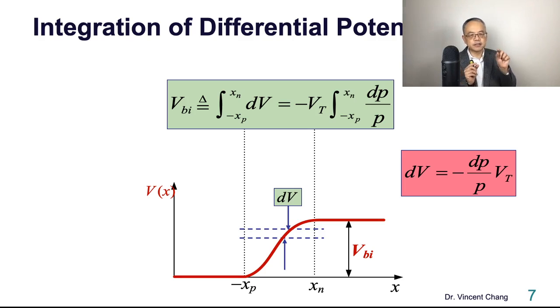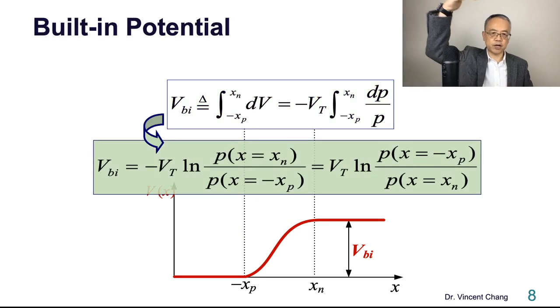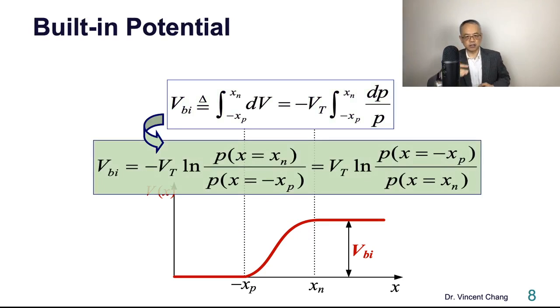The sum of the infinite segments from the left to the right gives us what? Gives us the total difference. Integration from the left boundary, negative xp, to the right boundary, xn, gives us the built-in potential. And if you ever learned calculus, then you know how to solve this. It's a natural log, right? So it's a natural log, and then you subtract the lower bound from the upper bound.